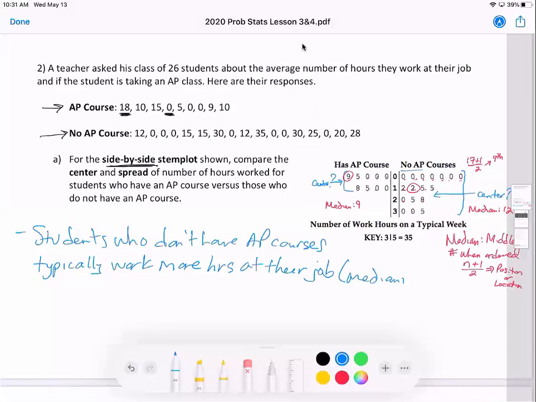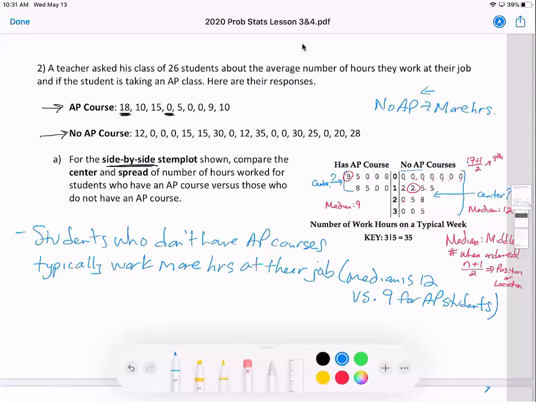Median is 12 versus 9 for AP students. Now we don't know why this is. So we're saying that no AP leads to more hours of paid work. But that association might go the other way, right?